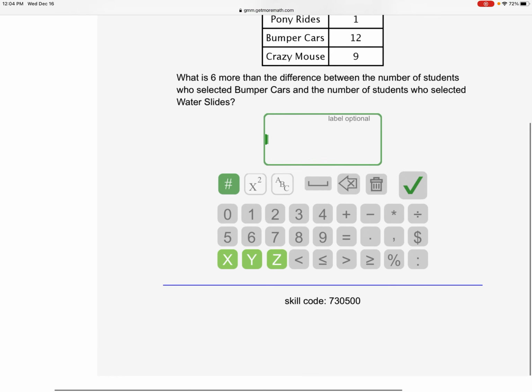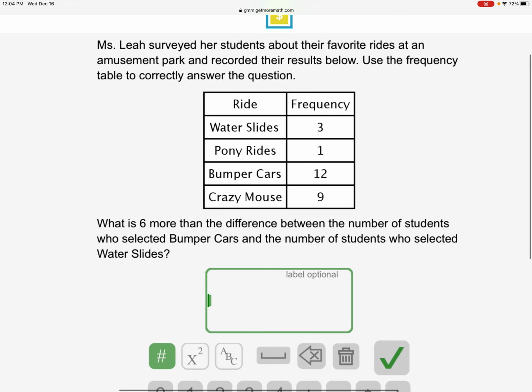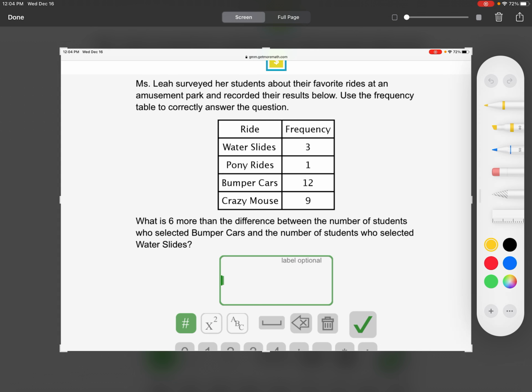Now, this next question only has one style. This is one that threw a few people off in class, so let's check it out. This one says, Miss Lee surveyed her students about their favorite rides at an amusement park, and they recorded their rides below. So what I see here is that 3 people prefer water slides, and 1 person prefers a pony ride, and so on.